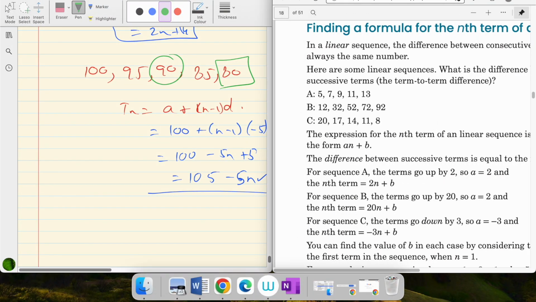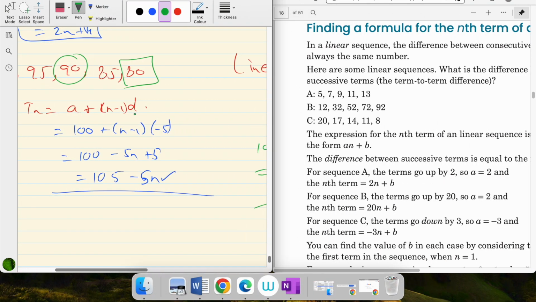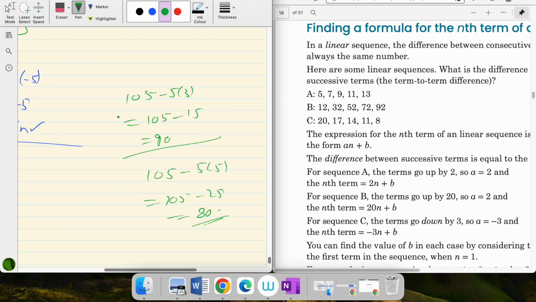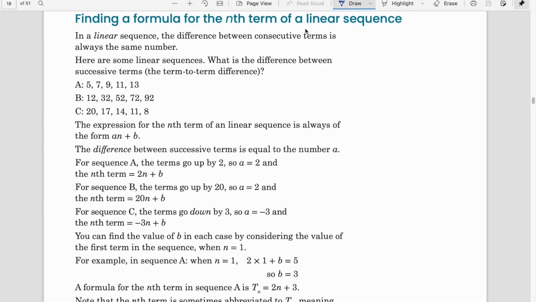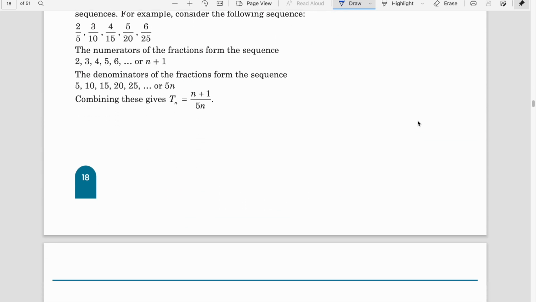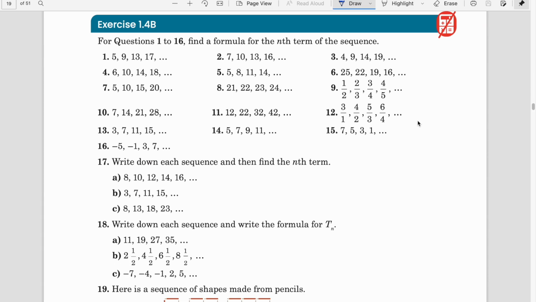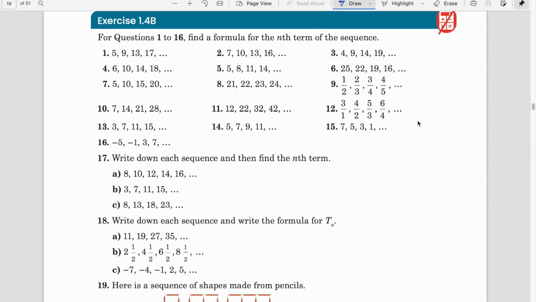So for the linear term, then we have different ways to solve it. We're currently doing for linear sequence, and when the sequence is not linear, if it is quadratic, we'll do it with different ways. So for question 1 to 16, find the formula for nth term of the sequence.